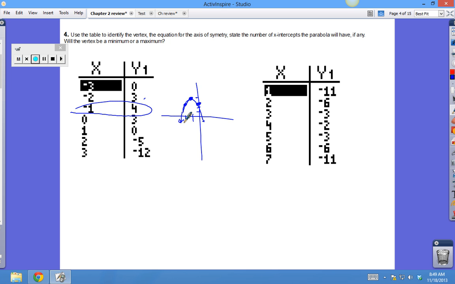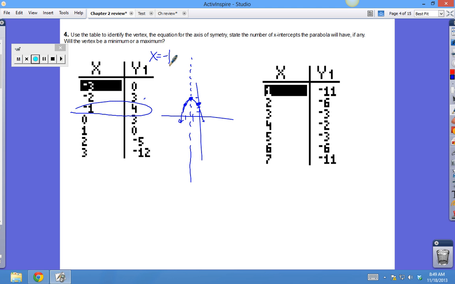So my axis of symmetry, the equation for my axis of symmetry. My axis of symmetry goes right through the vertex. It is a vertical line that intersects the x-axis. So my equation for the axis of symmetry is x equals, wherever it goes through, x equals -1.